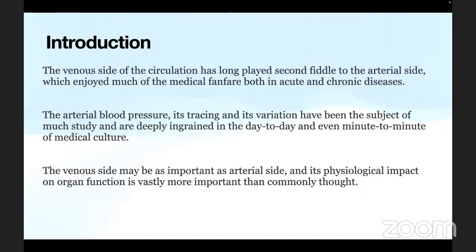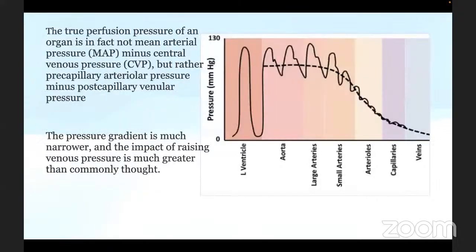So even now, Western countries are trying to concentrate more on the venous side of the circulation, and even microcirculation is gaining importance in research when it comes to assessing perfusion in critically ill patients. The true perfusion pressure of an organ is in fact not mean arterial pressure minus CVP, but rather the precapillary and postcapillary venular pressures.